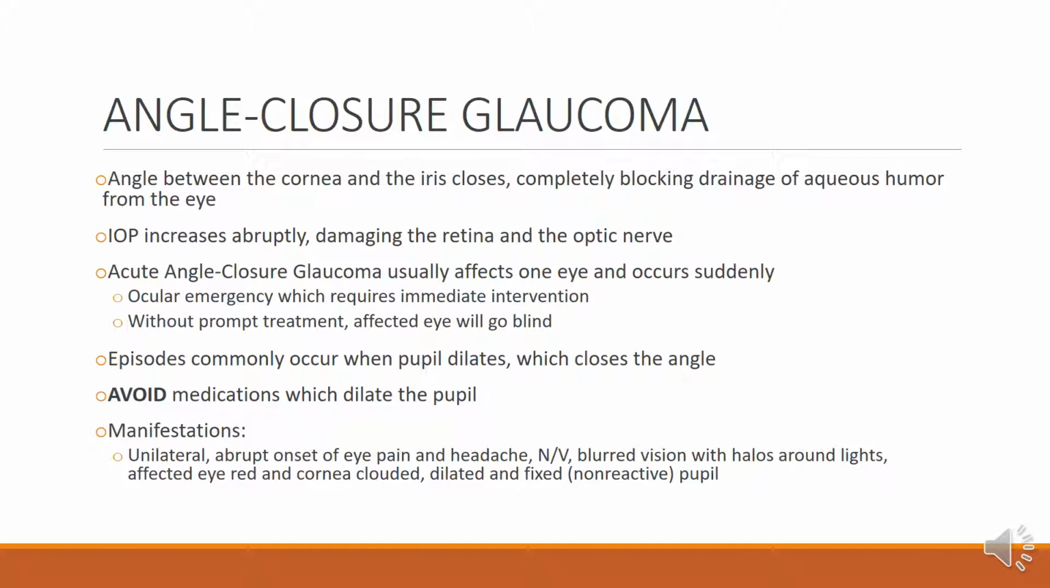So normally what happens is the episodes occur when the pupil dilates, and that's what closes the angle between the cornea and the iris. Because of this, we need to make sure that these patients avoid any medications which may dilate the pupil. And manifestations are going to be unilateral, abrupt onset of eye pain and headache, nausea, vomiting, blurred vision with halos around the lights. Affected eye is going to be red and their cornea may be clouded. And they're going to have a dilated and fixed pupil, meaning their pupil is not going to be reactive to light.